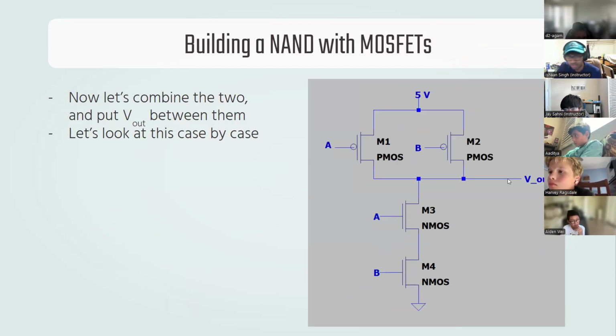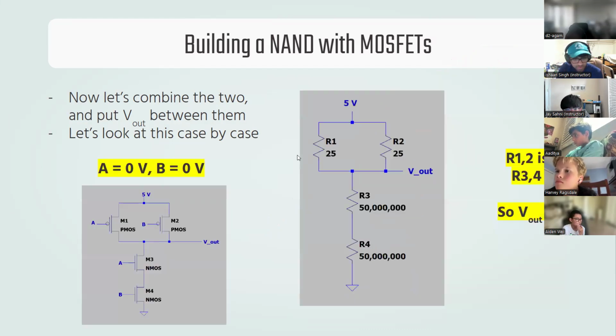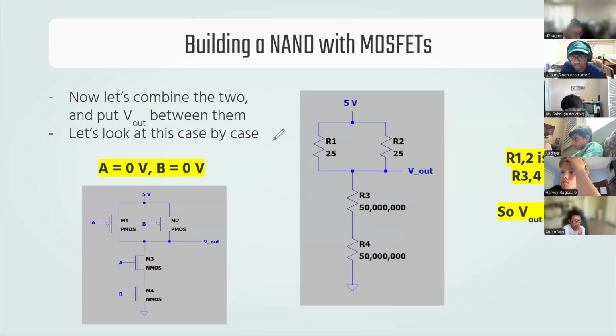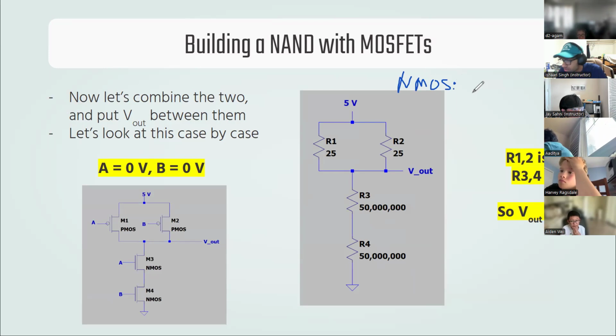Let's combine these two together. And we're gonna go really slow through this, just case by case. So first, if A is 0 volts and B is 0 volts, okay? The NMOS is on or off. Is the NMOS transistor on or off here? If A is 0 volts, sorry, in the case of an input being 0 volts, will the NMOS be on or off for 0 volts gate? Off, right. And will the PMOS be on or off with the gate voltage of 0 volts?